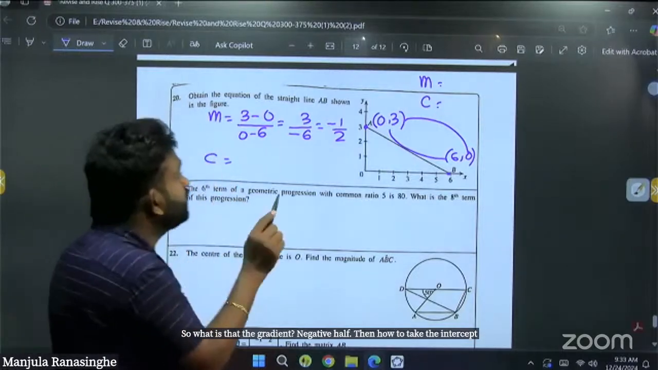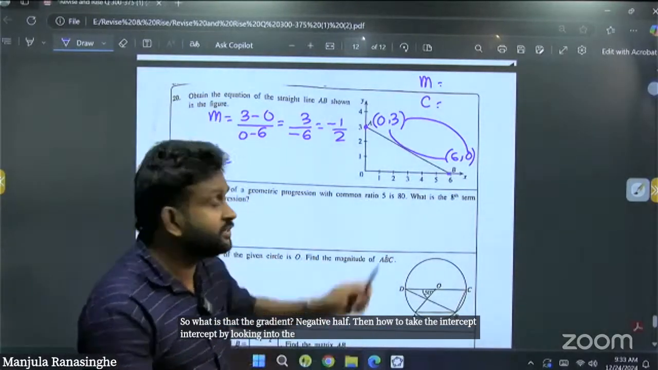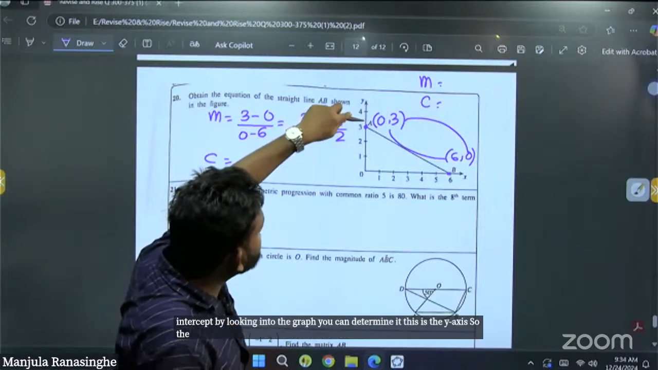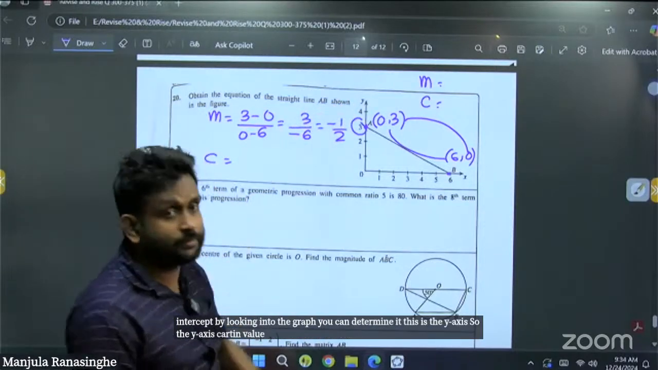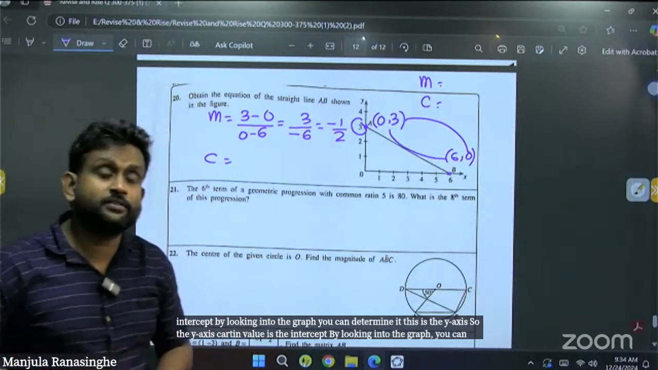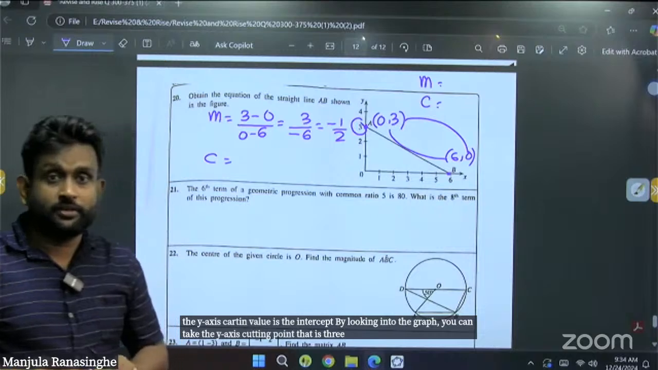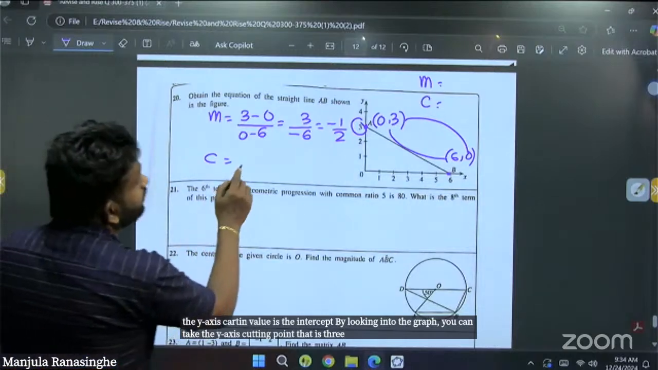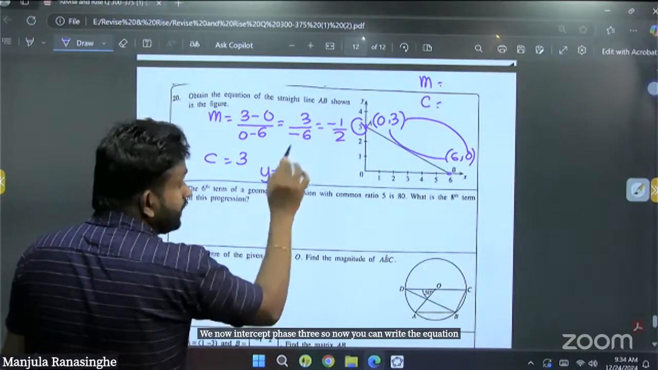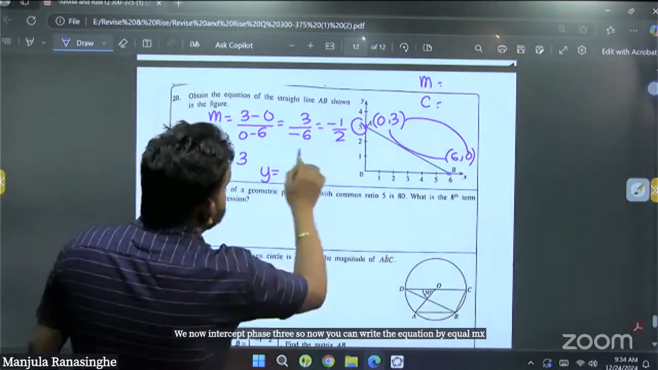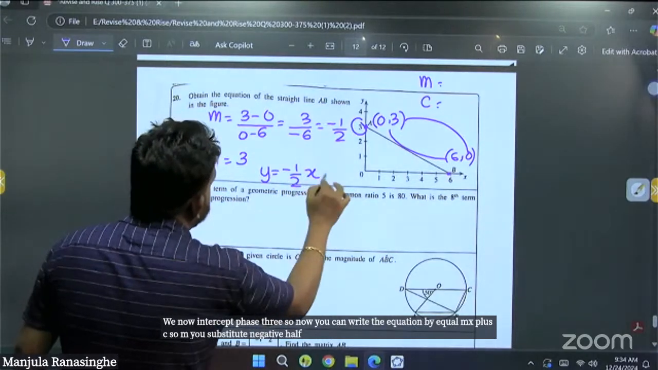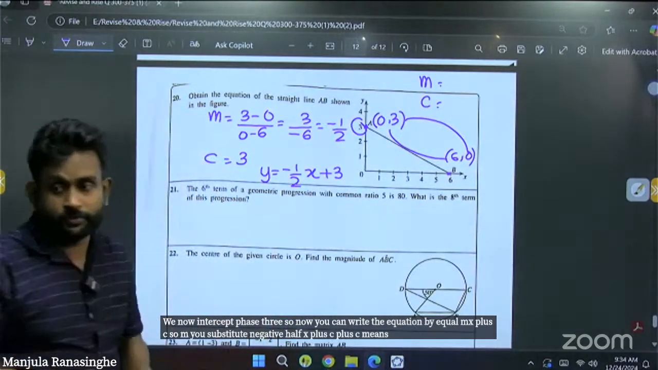Then how to take the intercept? Intercept, by looking into the graph, you can determine it. This is the y-axis. So the y-axis cutting value is the intercept. By looking into the graph, you can take the intercept. Y-axis cutting point, that is 3. Now intercept is 3. So now you can write the equation y equal mx plus c. For m you substitute negative half, x plus c means plus 3.